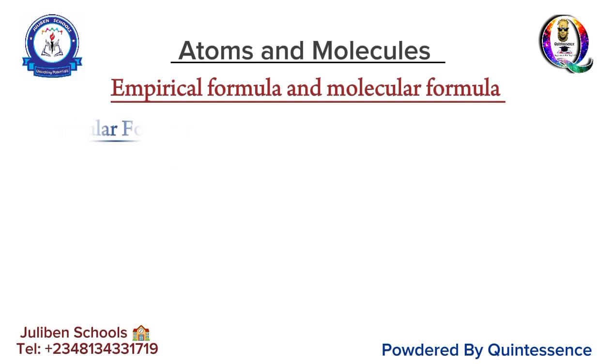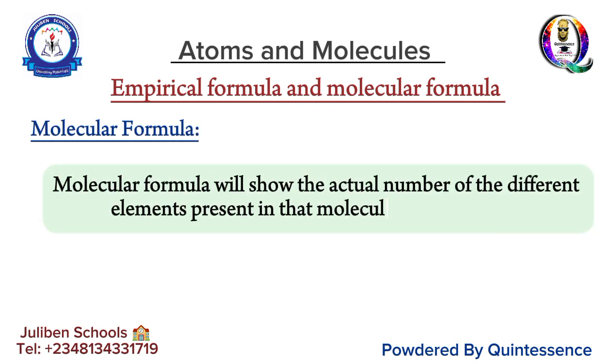But the molecular formula goes a long way to show the actual number of the different elements present in that molecule or that compound. So benzene is actually 6 atoms of carbon and 6 atoms of hydrogen. So all of them will surface in that formula. So that's the difference between the two.